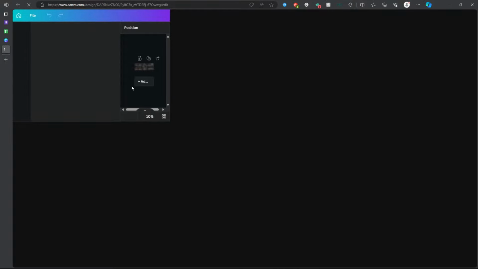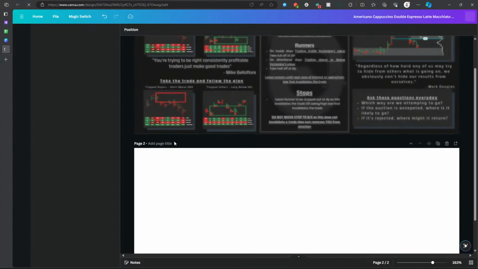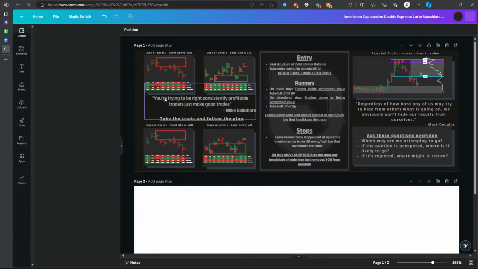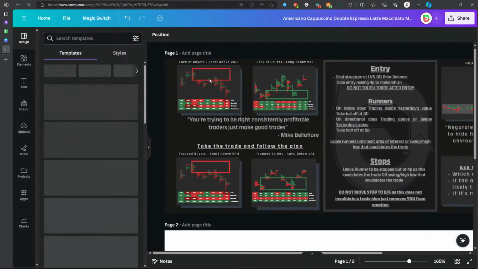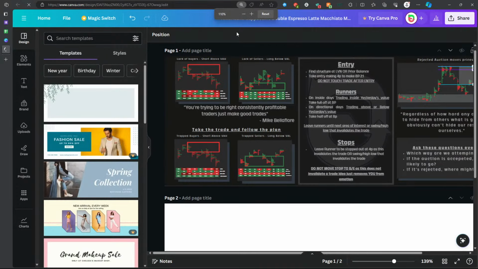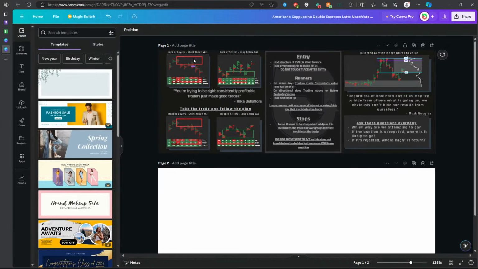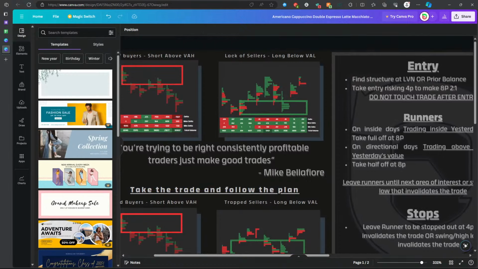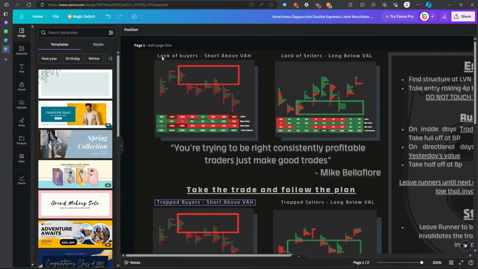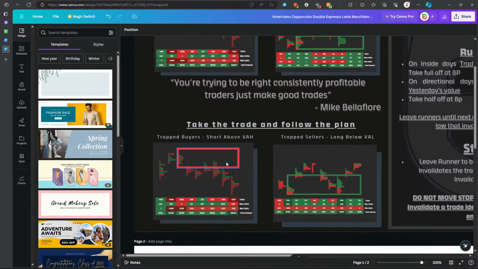Once it loads, why is it so small? All right. So what I look for, why is that like that? So we have lack of buyers, lack of sellers, and then we also have trap buyers and trap sellers.